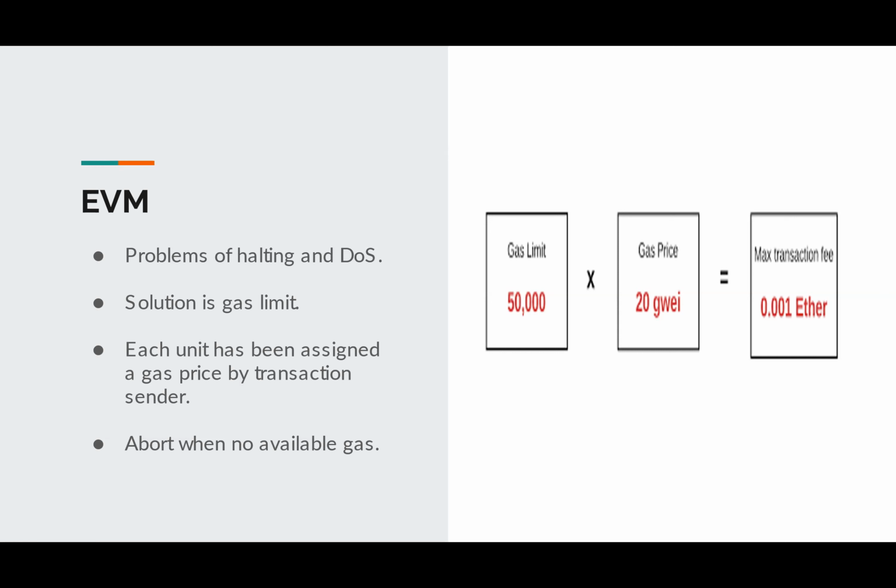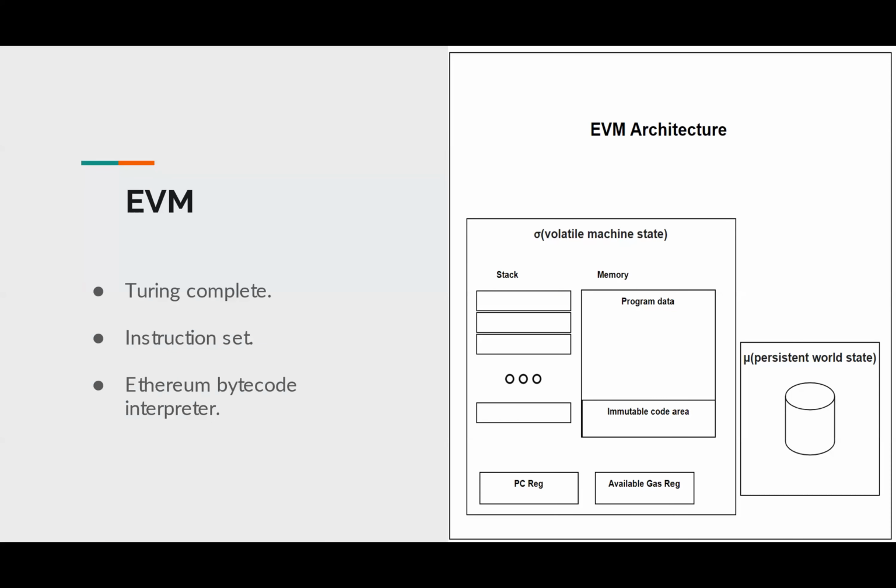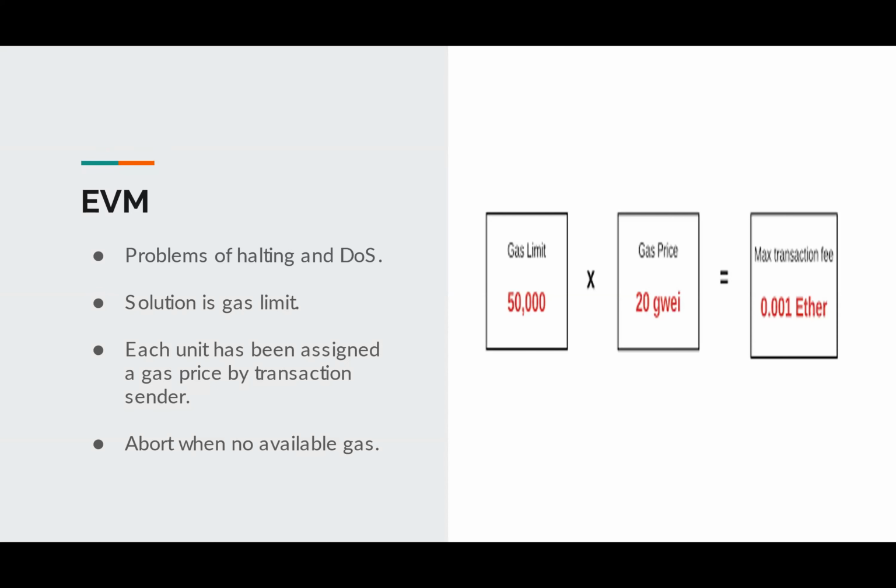First of all, when a transaction is executed, the gas amount sent by the transaction sender is put into the available gas register, and also every instruction in the Ethereum Virtual Machine is assigned a gas amount. When the transaction is executed, the available gas register is reduced by the gas amount assigned to the instructions. And if the available gas hits below zero, the transaction is aborted. With this concept, they prevent problems of halting and also try to prevent those attacks.